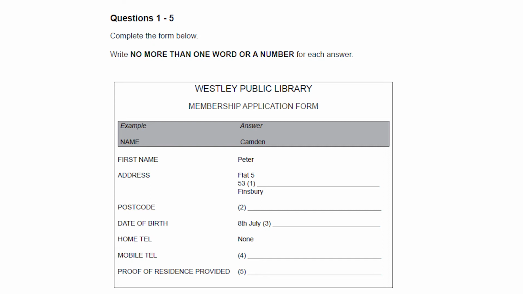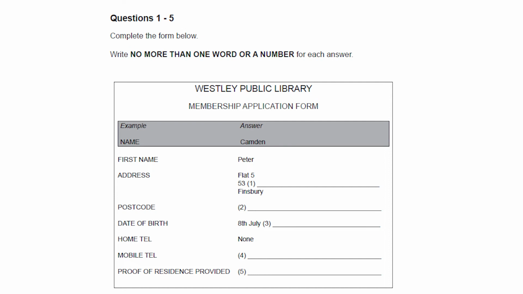Hello, I'm new in the area and I'd like to join the library, please. That's no problem. Let me get an application form. Here we are. Now, all we have to do is fill this in and then I'll get you to sign it and you'll be a member. Great. Now then, what's your full name? Peter Adrian Camden. How do you spell Camden? C-A-M-D-E-N. C-A-M-D-E-N? Yes, that's right.